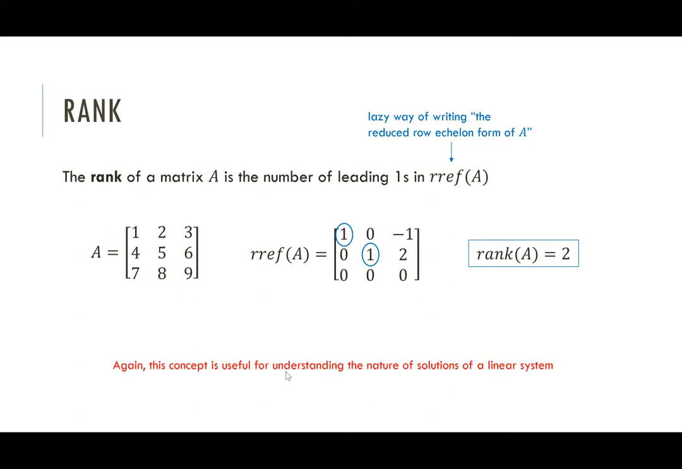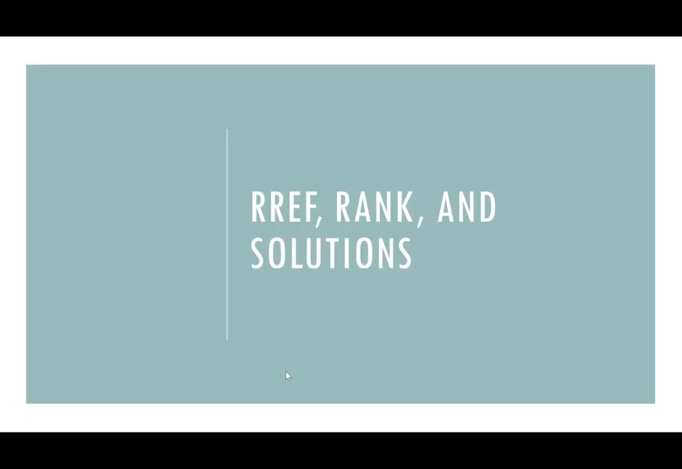But as we will see, again, we introduce terminology when it's a useful concept. This notion of the rank of a matrix is going to be helpful for understanding the nature of solutions. All right, so let's look at the theorems that unite the reduced row echelon form of a matrix, the rank of a matrix, and the solutions of the corresponding system of equations.